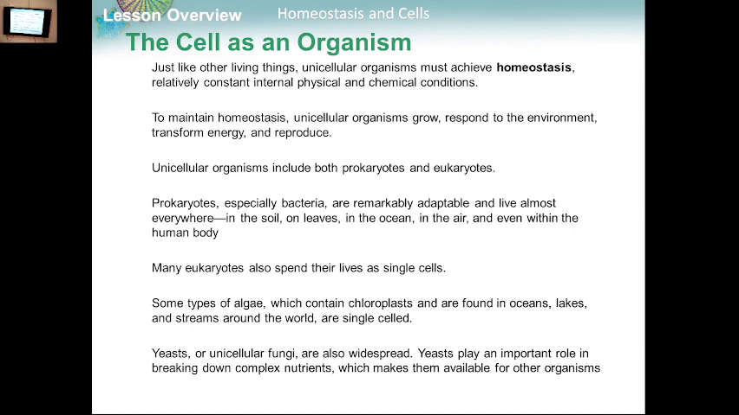Prokaryotes, especially bacteria, are remarkably adaptable and live almost everywhere: in soil, leaves, oceans, air, and even within the human body. Many eukaryotic cells also spend their lives as single cells, as we mentioned before, as unicellular. Some types of algae, which contain chloroplasts and are found in oceans, lakes, and streams around the world, are single cells. So, algae are a type of unicellular eukaryote. Yeast, or unicellular fungi, are also widespread. Yeast play an important role in breaking down complex nutrients, which makes them available for other organisms.